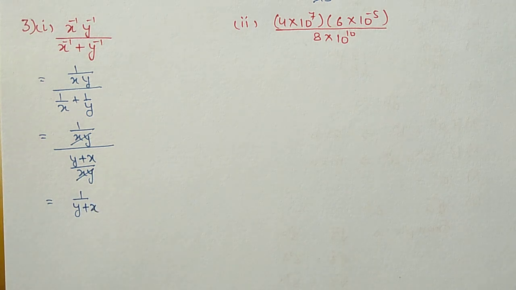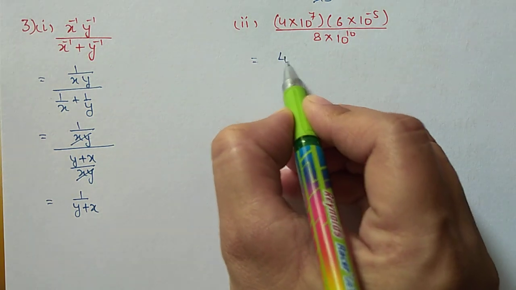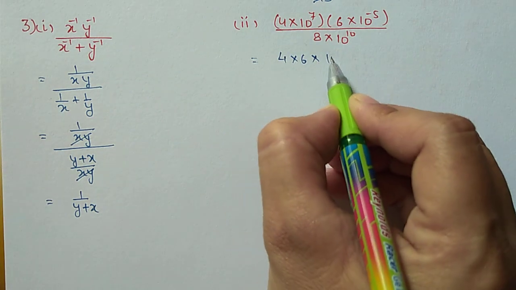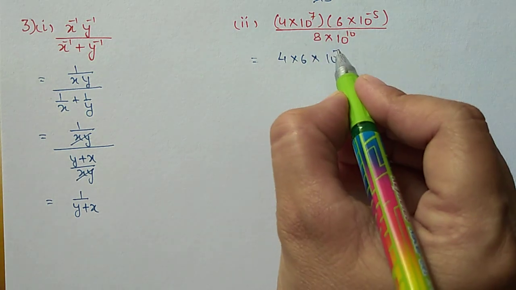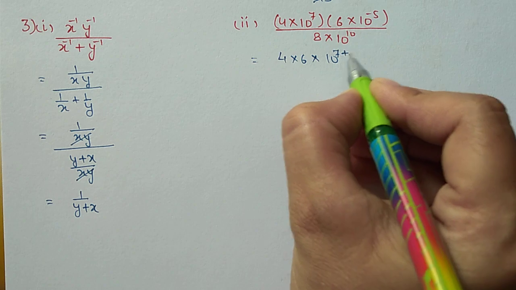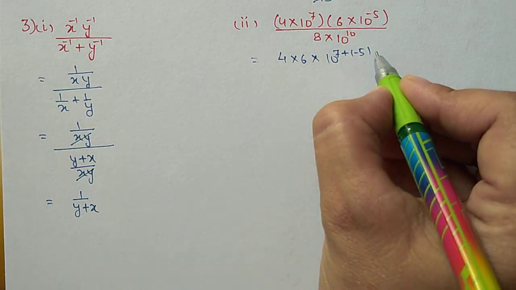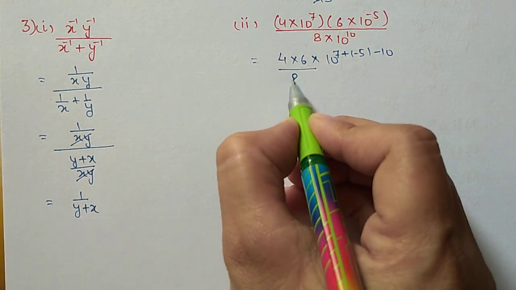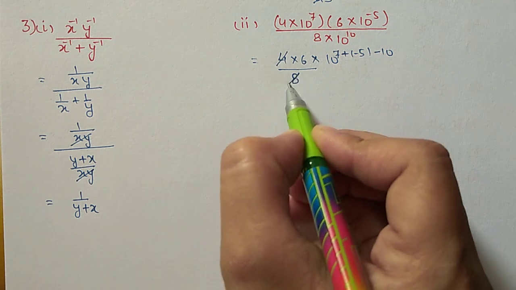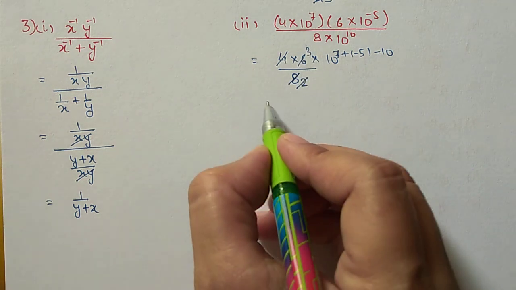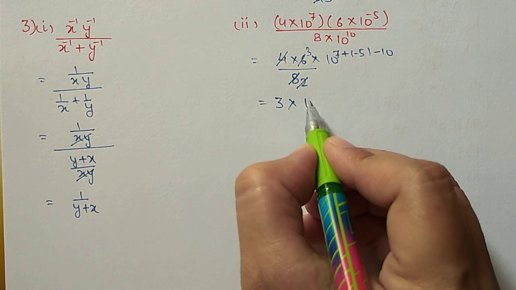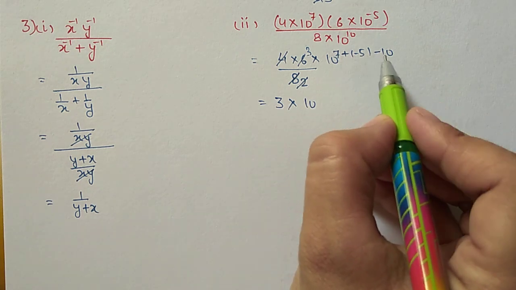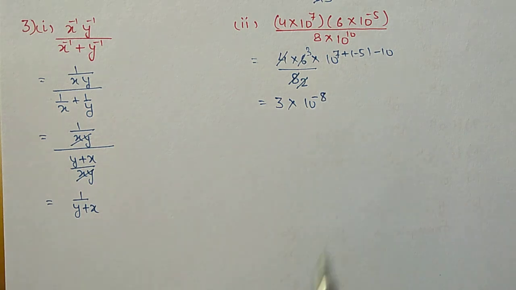Second part, 4 into 10 to the power 7, 6 into 10 to the power minus 5, divided by 8 into 10 to the power 10. We can write it as 4 into 6 into 10 to the power 7, this is in multiplication so we will add minus 5, and this is in division so it will go for subtraction. All the 10 powers we will take together, in the denominator we have 8. We can cancel 4 with 8 and 2 with 6. So we have 3 into 10 to the power 7 minus 5 is 2, 2 minus 10 is minus 8.